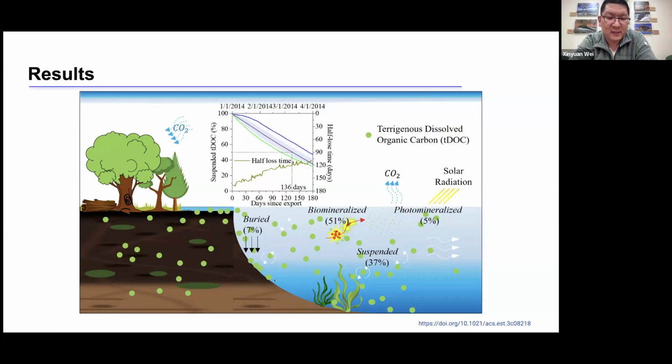And this type of TDOC can be treated as long-term carbon sequestration, because generally in the ocean, disturbances are hard-pressed to move this carbon back into the ocean water again and decompose it. So we can assume it as long-term carbon sequestration.